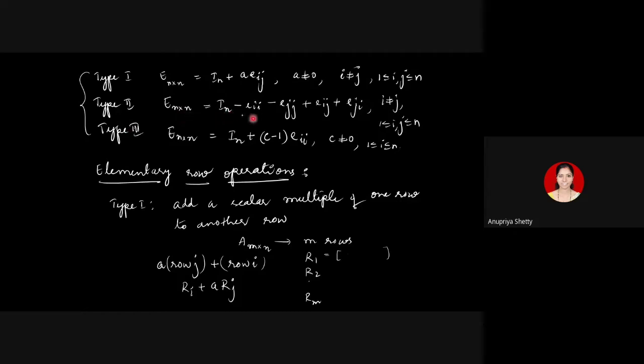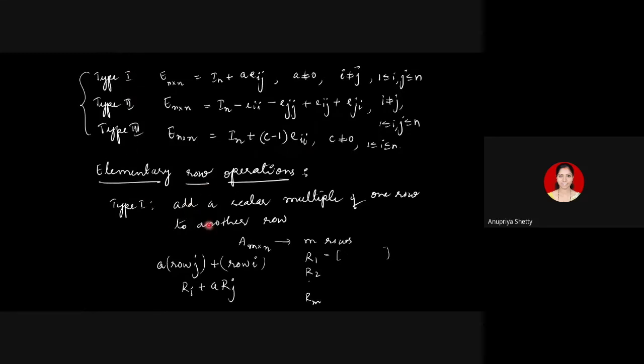Second type, the formula looks like that, but you're removing two of the diagonal entries, and in the respective positions, you will add ones in the non-diagonal positions ij and ji. And in type 3, in exactly one of the diagonal positions, you add a non-zero scalar. So these are the three types of elementary matrices.